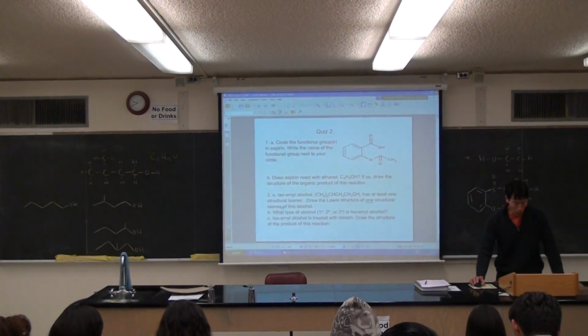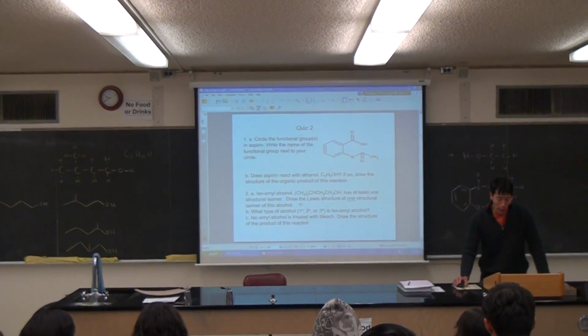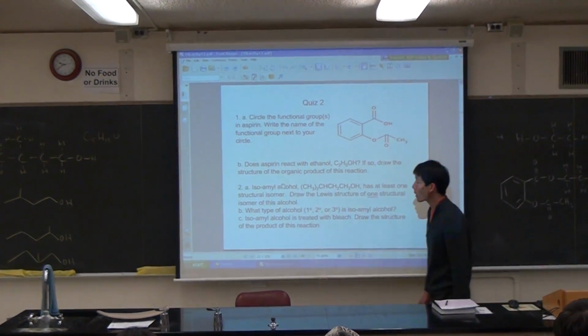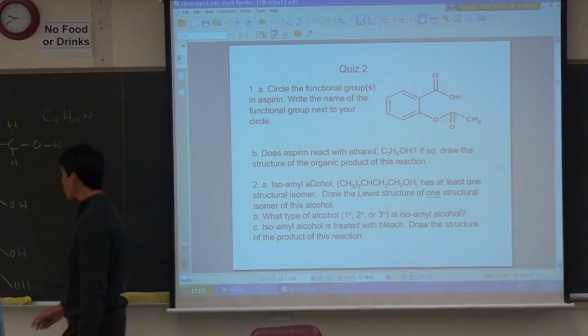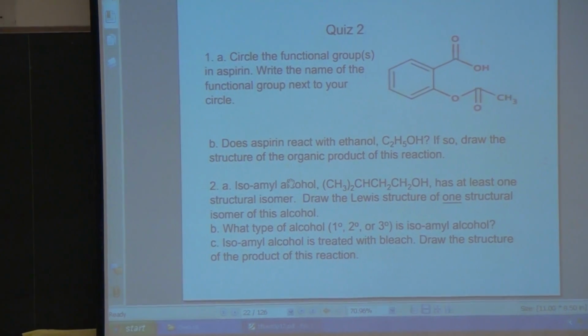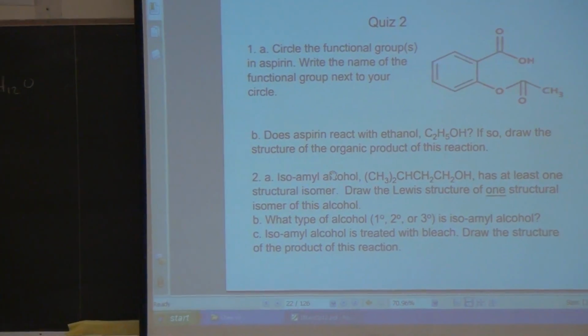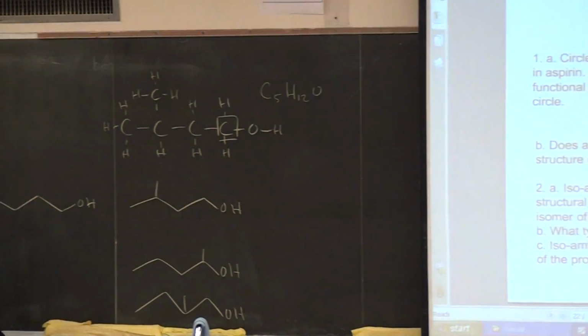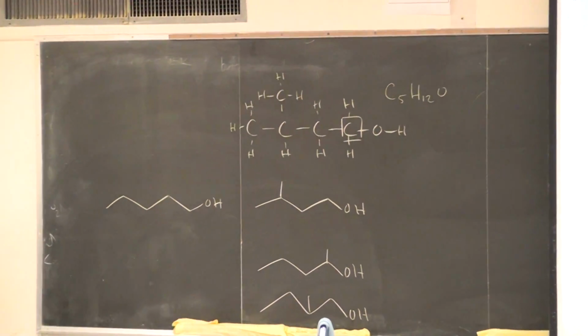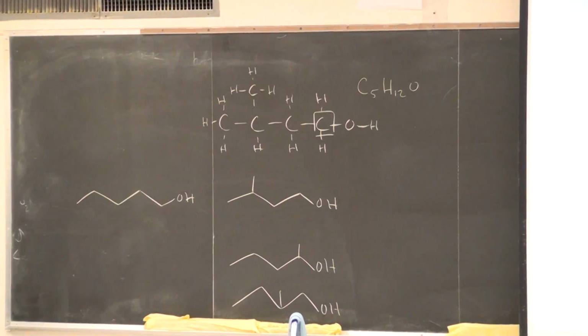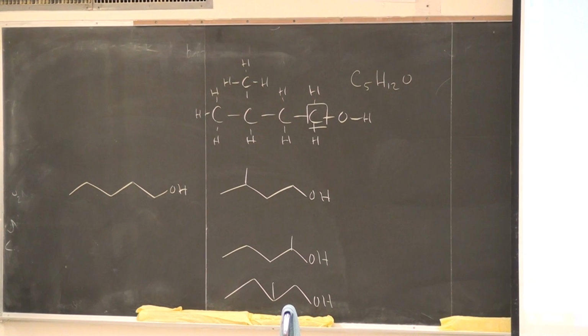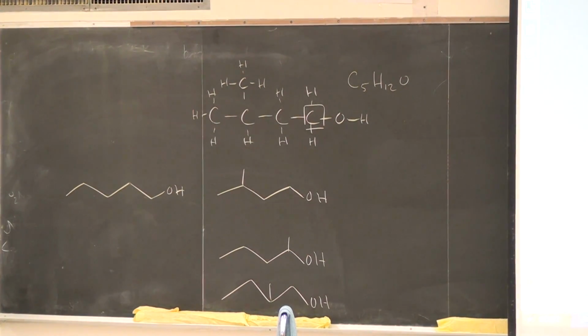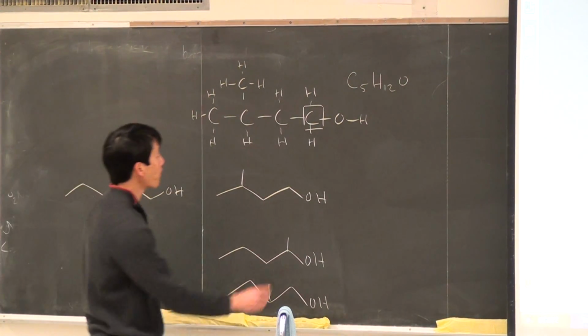Okay, let's go on to part B. What type of alcohol is isoamyl alcohol? So let's go back to the structure of isoamyl alcohol. So note that this carbon is the carbon bonded to the alcohol functional group. Now, how many carbons are bonded to that carbon? Therefore, what type of alcohol is it: primary, secondary, tertiary? Yes, that's a primary alcohol.